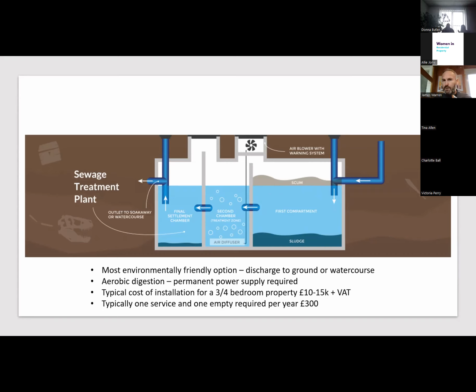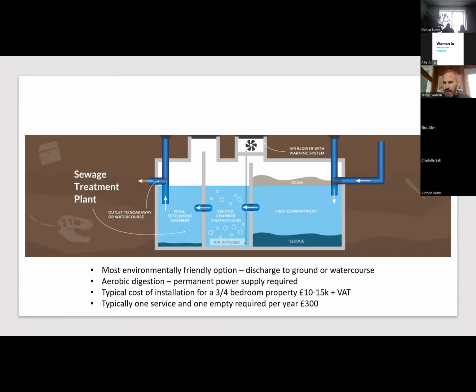Because the blower box needs a permanent power supply, and because there are some bits and pieces that need looking after, every single manufacturer of these sewage treatment plants, of which there are about 30 in the UK, they all demand that for the manufacturer's warranty to stay valid, it must have an annual service. So at the bottom there, got the one service and one empty. The service is about £150.